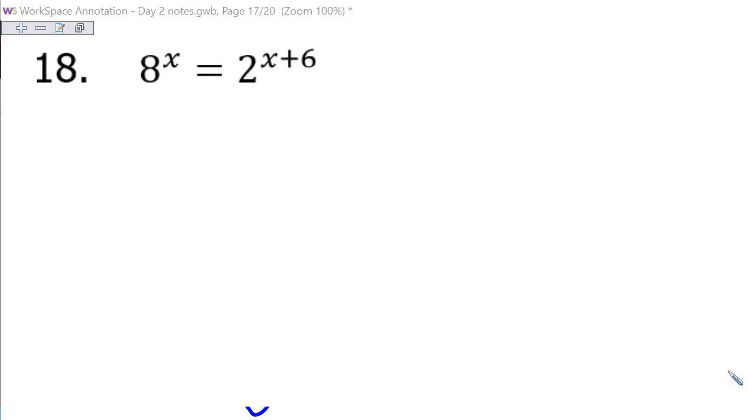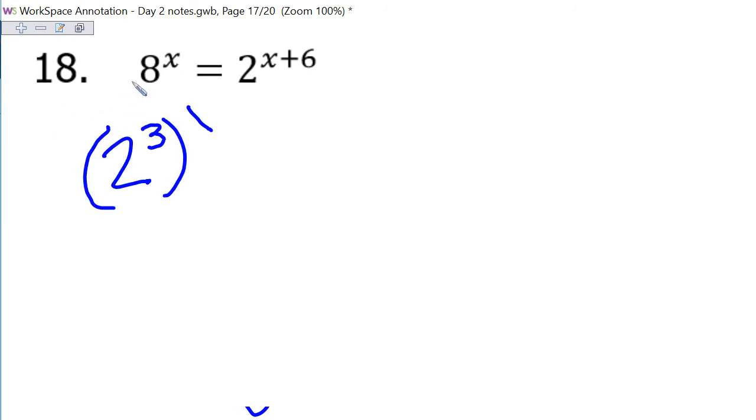Common base between 2 and 8? 2. So 2 to what power gives me 8? 3. And the right side is good to go. What happens with these bases? Basically, they cancel. So that gives me 3x equals x plus 6.